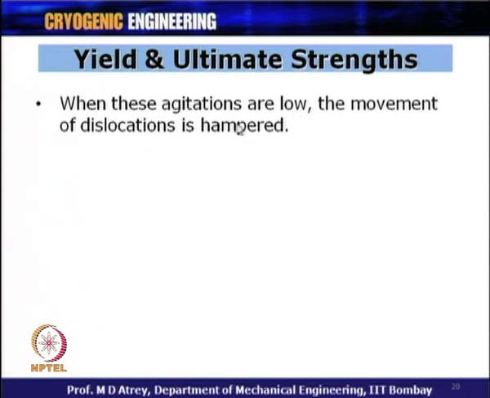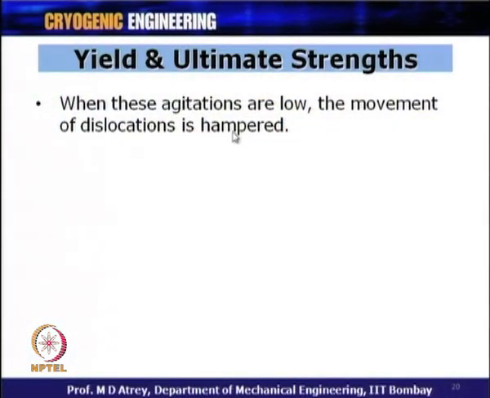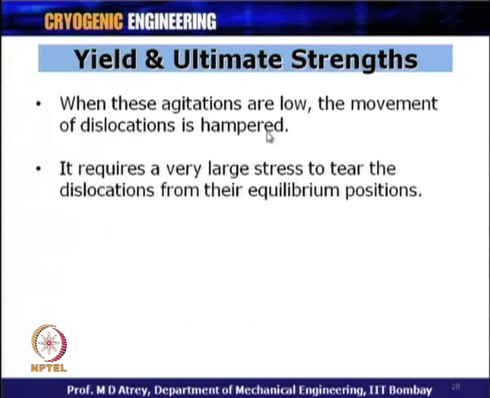You can imagine that the dislocation movement may be a very large dislocation movement at room temperature. However, at lower and lower temperature, the motion has come down, and if these vibrations are reduced, it does not allow the dislocation to move. It will hamper the movement of the dislocation. When the movement of the dislocation is hampered, what will we have to do? This dislocation movement now will require a very large stress to tear the dislocation from its equilibrium position.